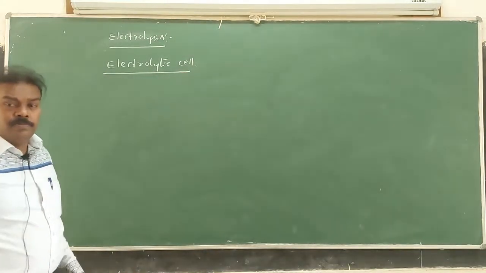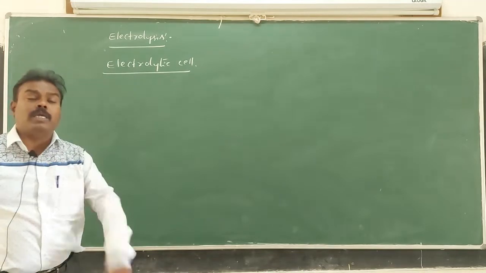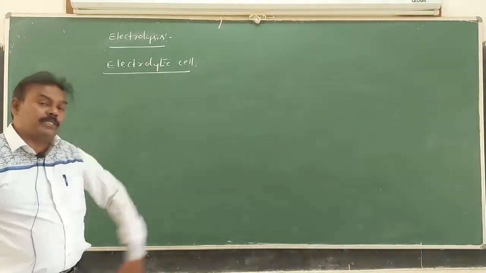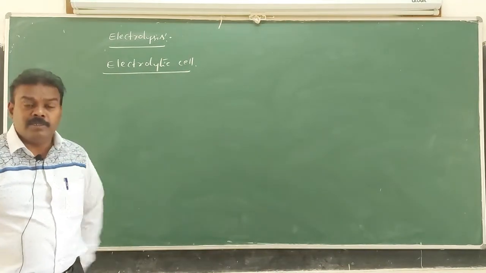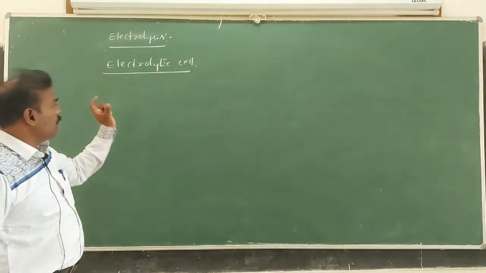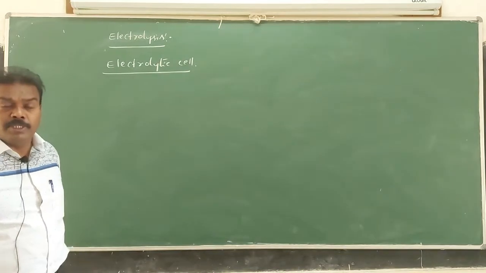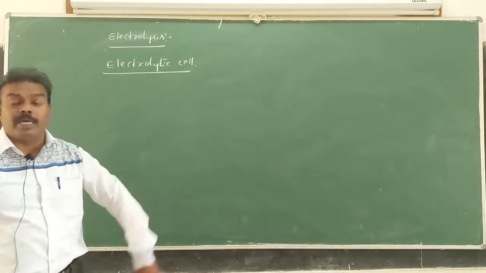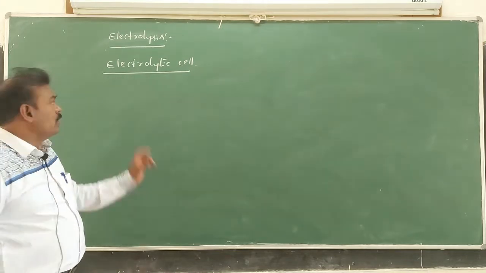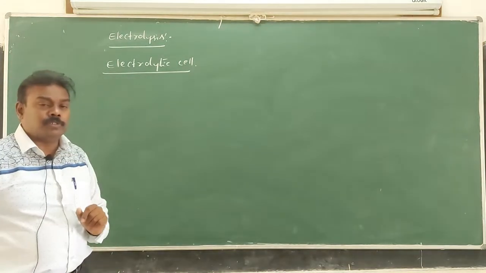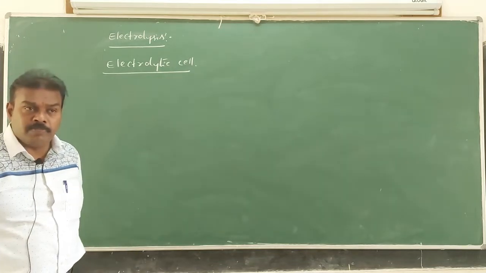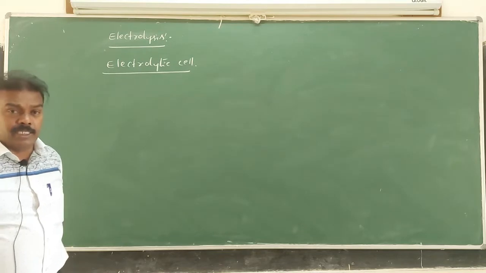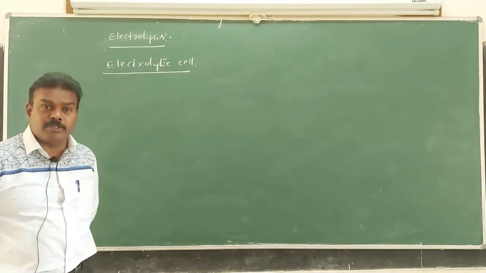Electrolytic cell is different from electrochemical cell. The electrochemical cell is the device in which chemical energy is converted into electrical energy. That is called an electrochemical cell. Even a galvanic cell is like that. Already we have studied that.